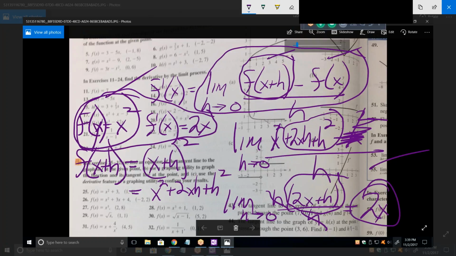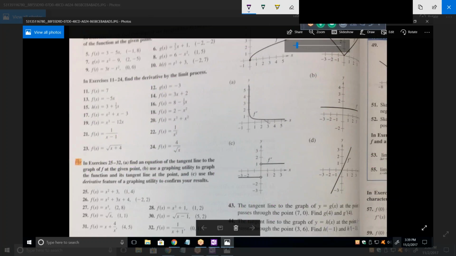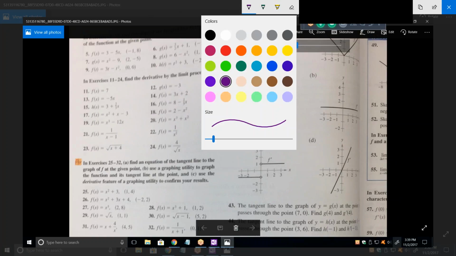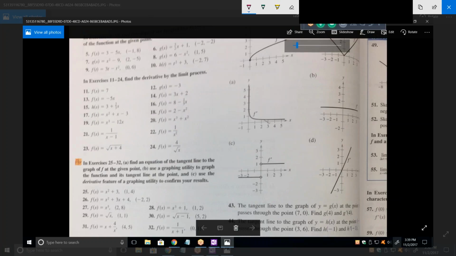Now, let me have a look at these on this page to see whether any of them are particularly hard. Yeah, 22 is going to be hard. Why? Because the x is in the denominator. Should we do 22 real quickly? Yeah. You have time? Yeah.